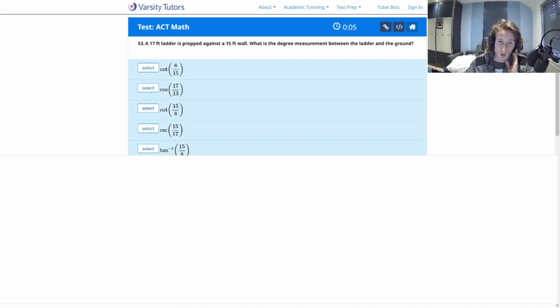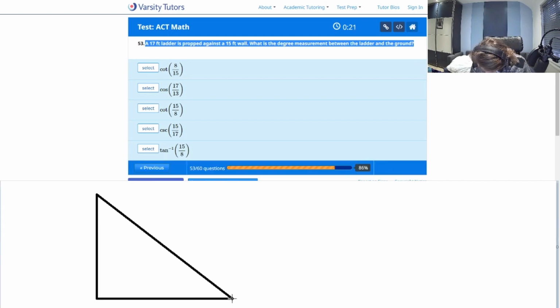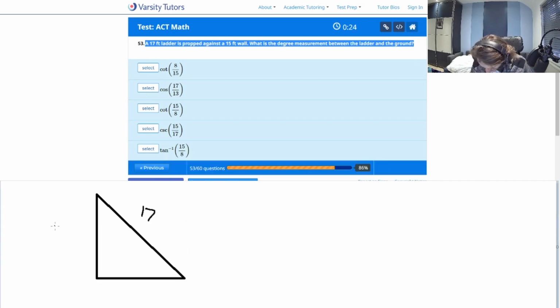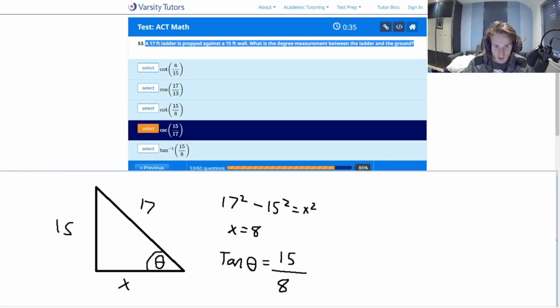Alright, so a 17-foot ladder is propped against a 15-foot wall. So what degree of measurement is between the ladder and the ground? So, oh wait, ladder and the ground. So sine theta is equal to 15 over 17. So cosec theta is 17 over 15.